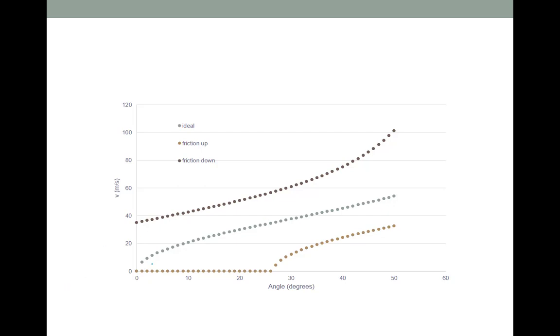The ideal speed is the middle line here. And then the black is for friction going down the ramp, and that allows you to go around even more quickly. This concludes this part.